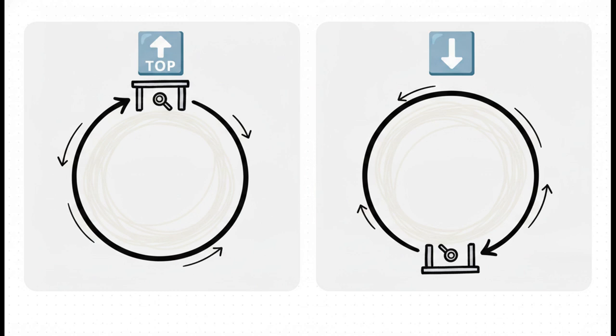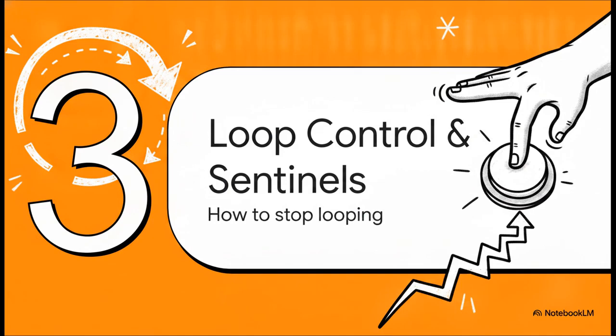Post-test loops, on the other hand, are bottom-driven. They evaluate the condition after the instructions are processed. This means the instructions in a post-test loop are guaranteed to be processed at least once, no matter what. In this explainer, we're going to focus heavily on the pretest loop, because it's the one you'll use the most. Section 3. Loop control and sentinels. Basically, how to stop looping.